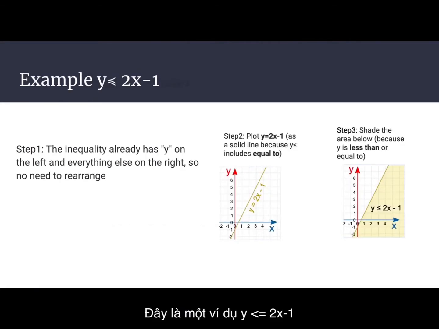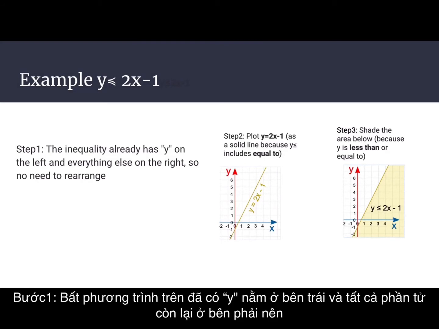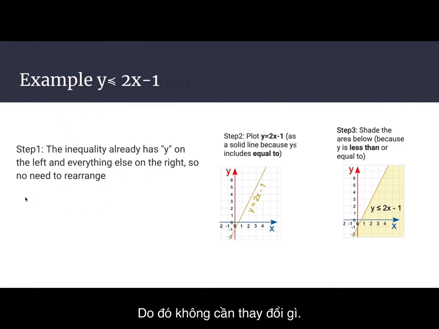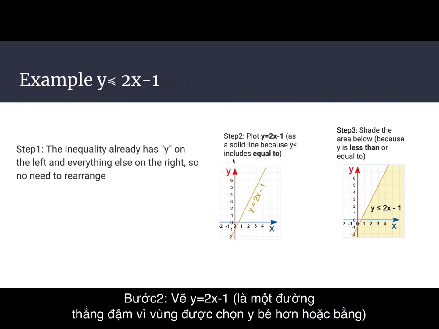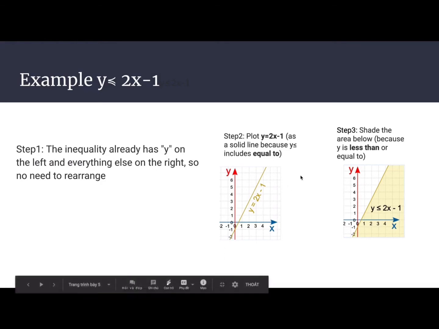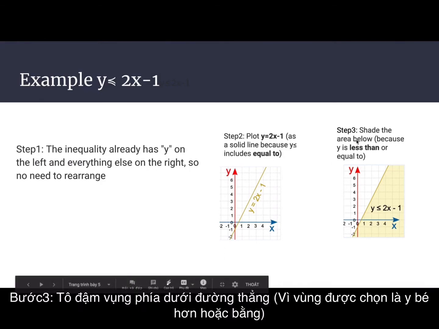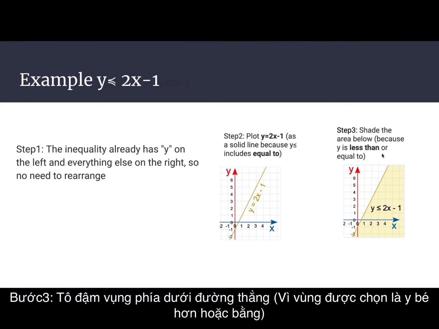For example, we have y is less than or equal to 2x minus 1. Step 1. The inequality already has y on the left, as you can see here, and everything else is on the right, so no need to rearrange. Step 2. Plot the y equal to 2x minus 1 graph. It is a solid line because y is less than or equal to. It includes the equal to, so it is a solid line. Step 3. Shade the area below because y is less than or equal to.